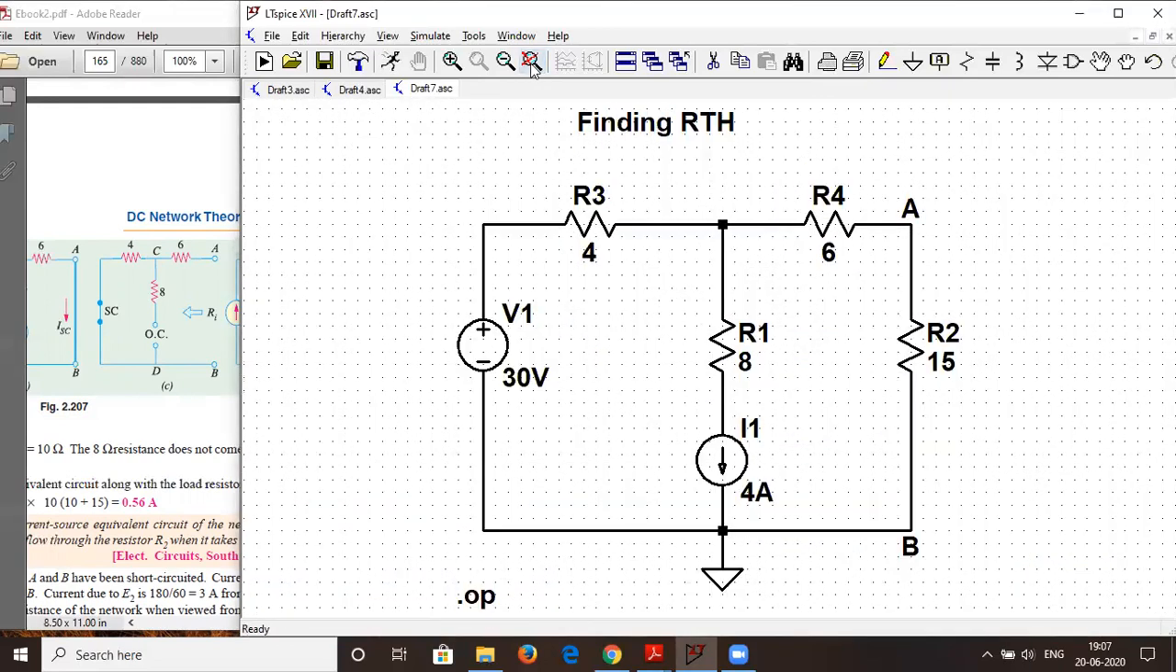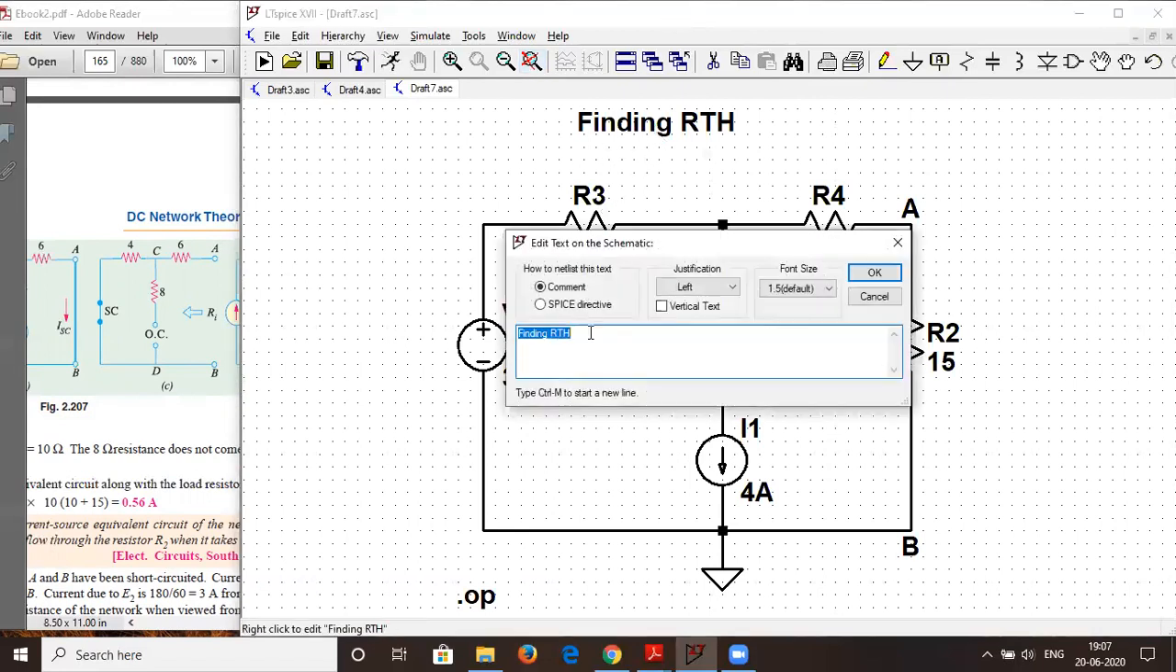And for finding RTH, we have to deactivate. Let me just write over here. For finding RTH, we have to remove RL. Basically, here will be a 15 ohm resistance. So here in this case, it will be remove R2 and deactivate the sources, independent sources.